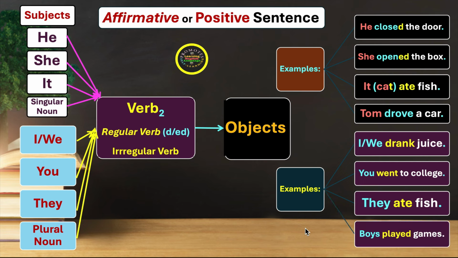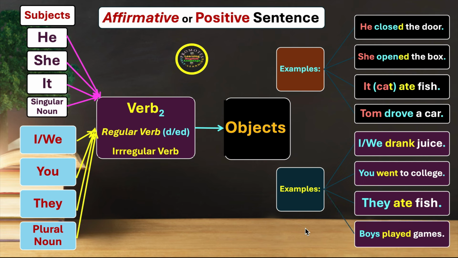Now we move on to the next, the negative sentence of past simple tense. If you have the subjects like he, she, it, singular noun, and further we have subjects like I, we, you, they, and plural noun, then in the negative form, we use did not, or the short form is didn't. And here we make a change. We use the first form of the verb because we cannot use the second form twice. Already we changed do into did. So we have to use the first form of the verb. And then we have objects.